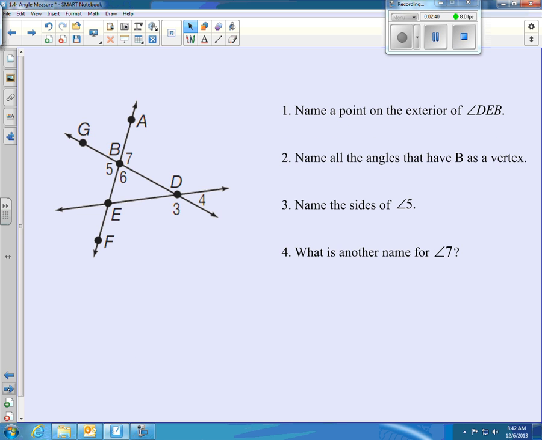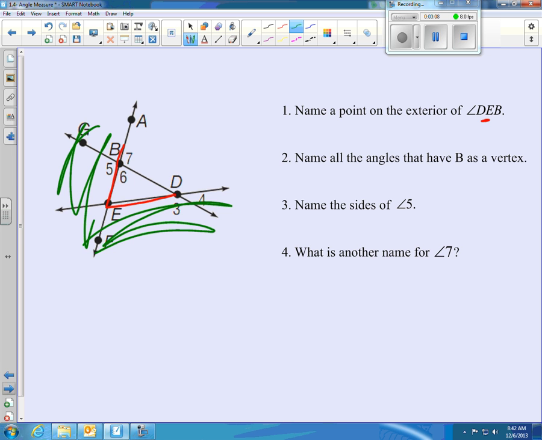So let's just look at this diagram and answer some questions here. It says, name a point on the exterior of angle DEB. So DEB. That middle letter in our angle always represents our vertex. Okay, so we have a point on the exterior. So we're looking for anything outside in this green area here. So we have two options. We have G, or we see that point F is also set outside.